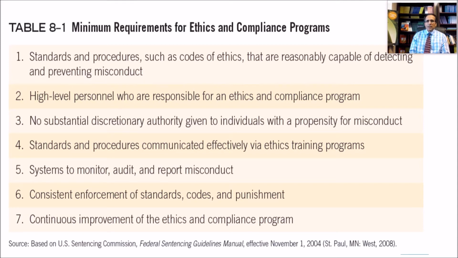Third, there should be no substantial discretionary authority given to individuals with a propensity for misconduct. 4, standards and procedures should be communicated effectively via ethics training programs. 5, systems to monitor, audit, and report misconduct should be there on an ongoing basis. 6, there should be consistent enforcement of standards and codes, and there should be punishment for those who obviously are involved in a misconduct or violation of the rules. 7, there should be a continuous improvement process in place to make your ethics program and its compliance better and better at all times.